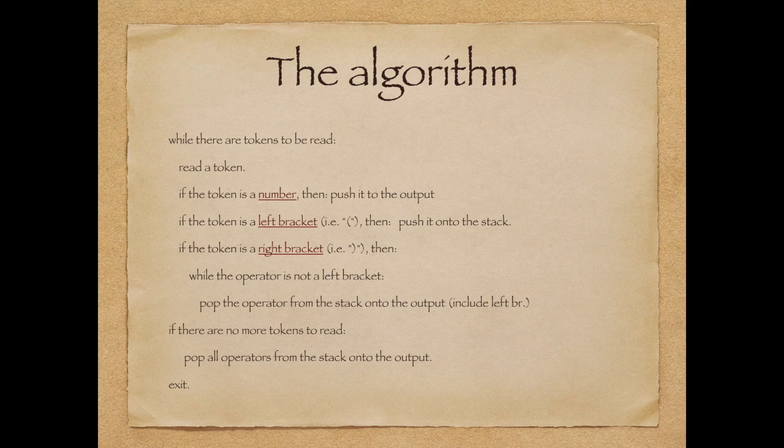Let's try to read tokens from the input. So read a token. If the token is a number, then just push it to the output. If the token is a left bracket, then push it to the stack. If the token is a right bracket, then while the operator is not a left bracket, pop the operators from the stack to the output. If there are no more tokens to read, then we have to pop all operators from the stack to the output. Something is missing, right?